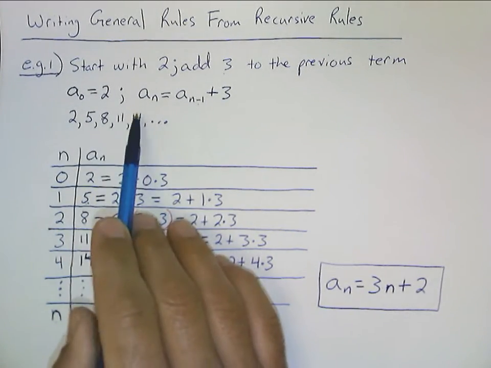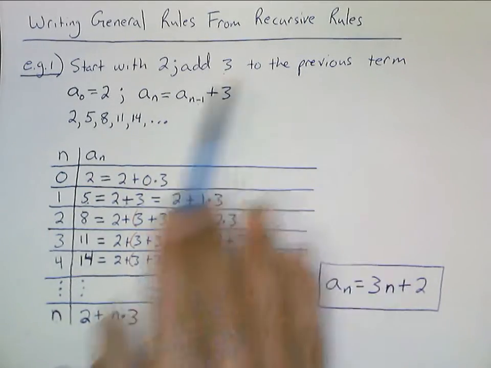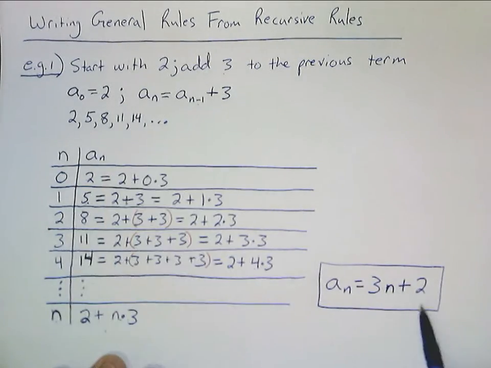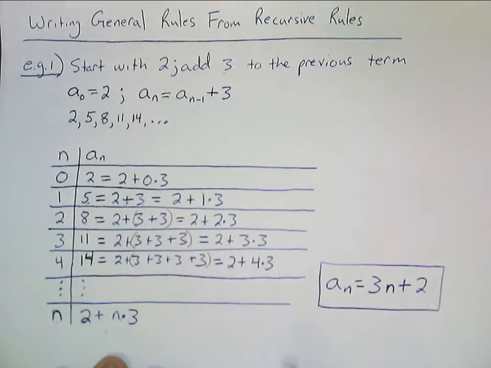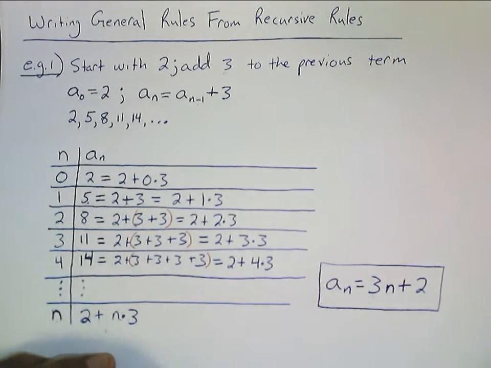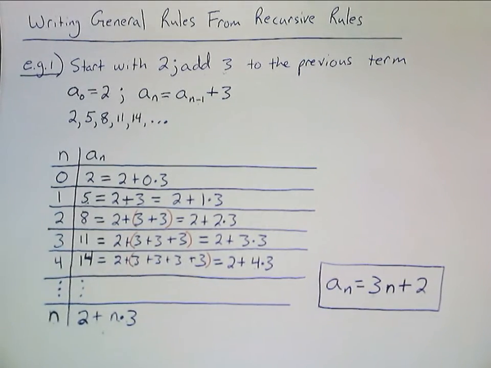And it's really easy to get from the recursive rule. You'll notice here that whatever you're starting with, that's just this thing that's tacked on here at the beginning. Whatever you're adding repeatedly, that repeated addition becomes a multiplication. You're adding on n 3's all the time, or 3 times n. Hopefully that makes sense.